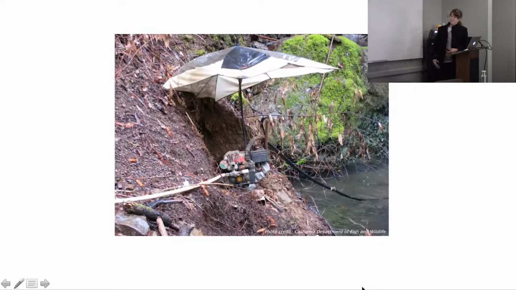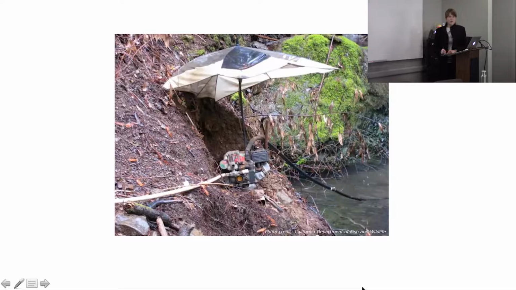This is another shot from the California Department of Fish and Wildlife. This is a diesel-powered water pump that's just kind of precariously perched there on the edge of the stream. There have been diesel spill issues that have been documented by California Department of Fish and Wildlife and the Water Board. And then there are obviously the potential water quantity impacts that could be associated with this kind of activity.